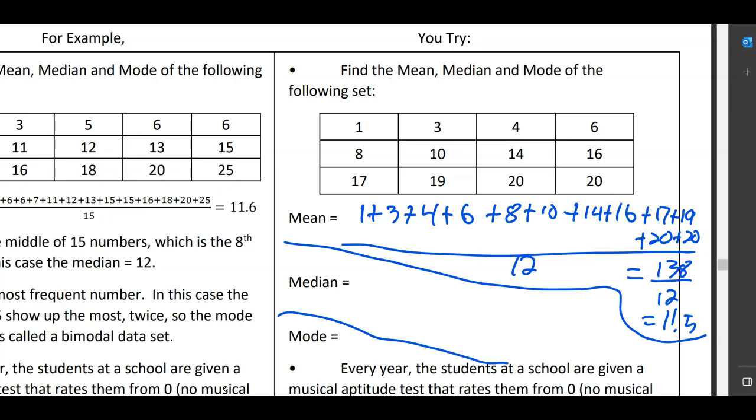The mode is the one that's the most frequent. In this case, it's 20. 20 shows up twice. Now, you wouldn't think the mode is a very good sense of average on this data set.